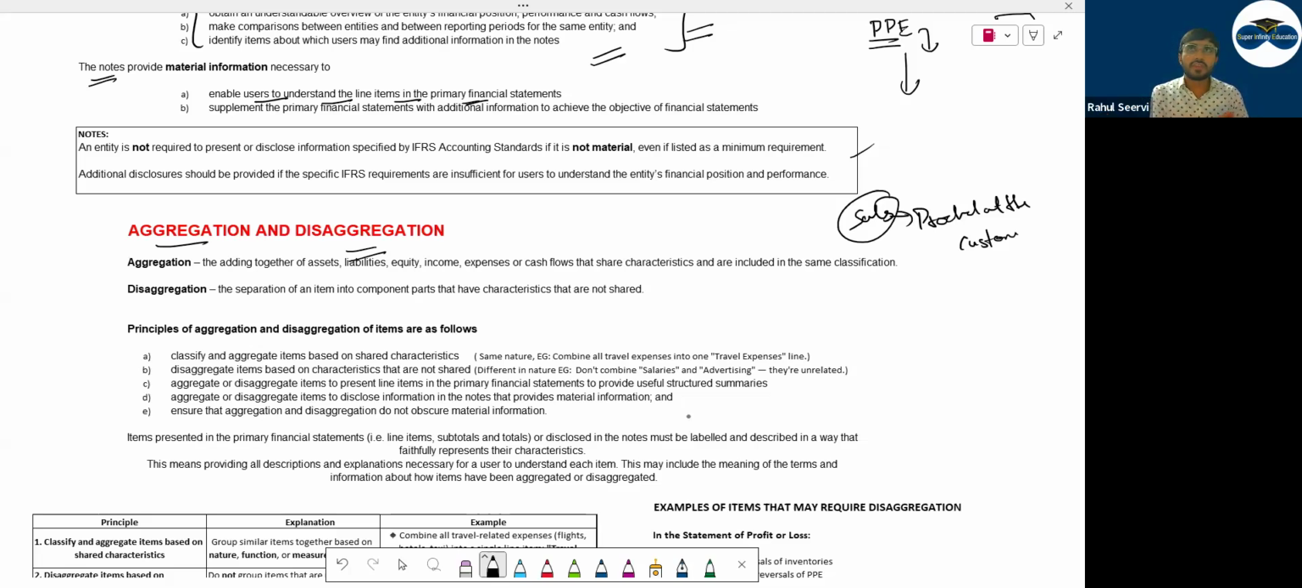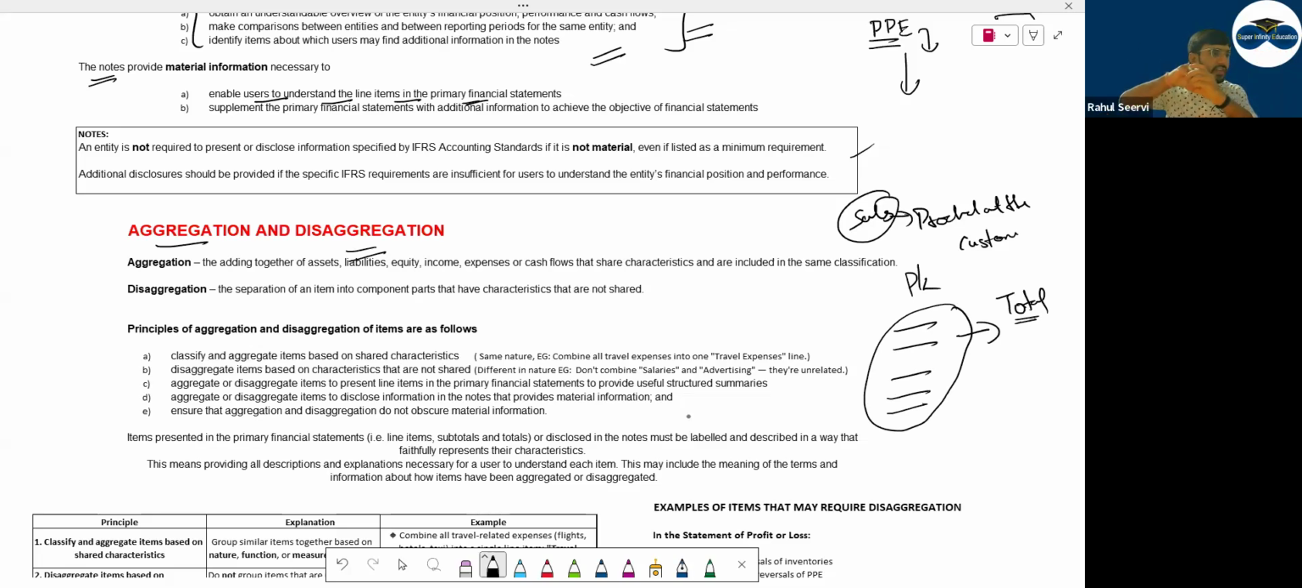If there are 10 or 15 employees working in the company, everyone will be traveling and claiming expenses. Can I sit down and write in my P&L all the travel expenses one by one, or should I combine them and write the total expense? I will total all the travel expenses and show them in a single line, which provides a fair presentation. Is the concept of aggregation clear?